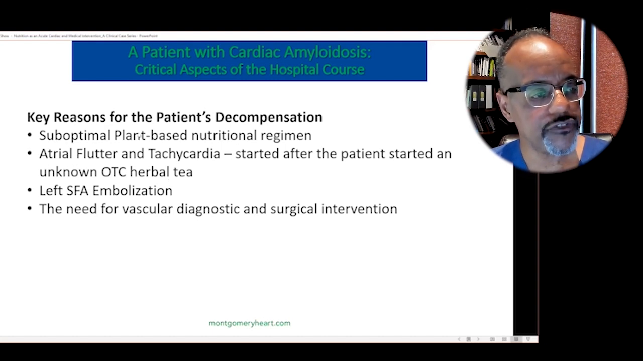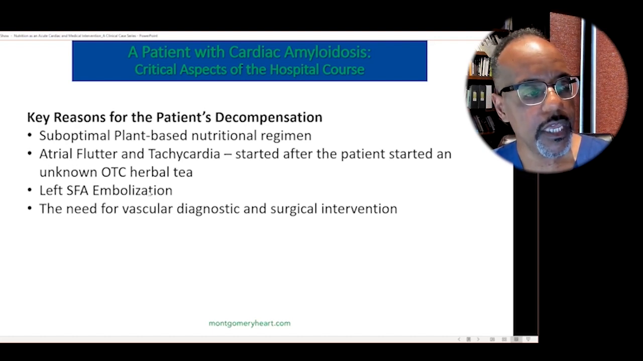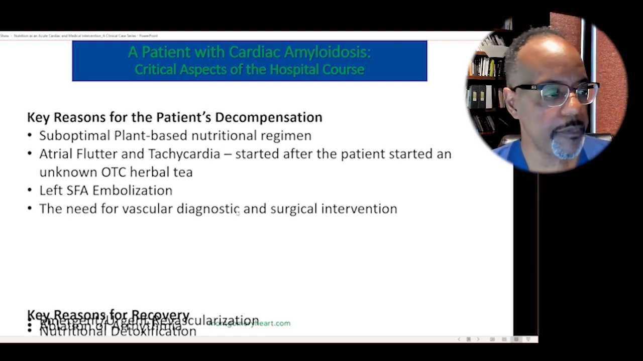And he went into this atrial arrhythmia. This really led to a compromise in his cardiac function. This also probably contributed to the embolization and occlusion of the artery in the lower extremity. And the need for surgical intervention also led to further compromise.